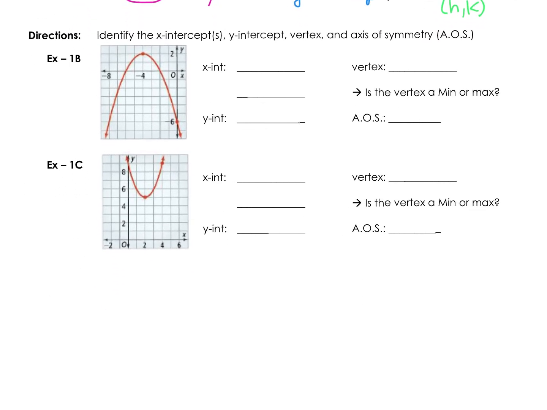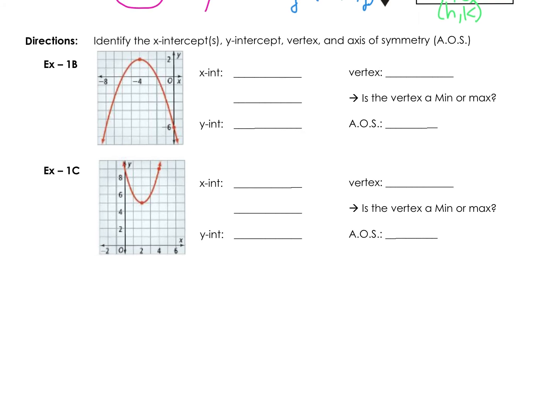Okay, so then let's go and look at example 1b and 1c, and I want you to pause the video and fill out all of this based upon what we just talked about. So go ahead and use your notes as a little cheat sheet if you need to, but I always like to start with the vertex because then the vertex gives you the max or min and then the AOS. Please circle max or min and give its value. So go ahead and pause the video and then restart.